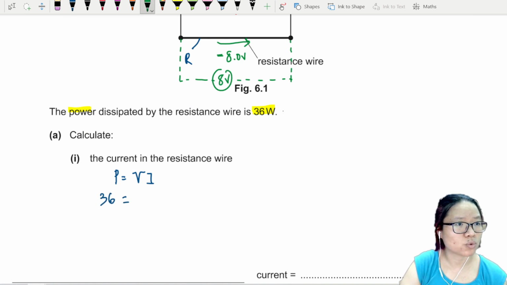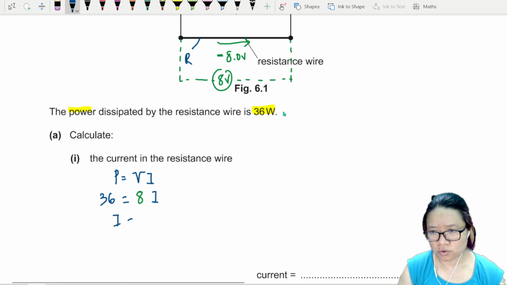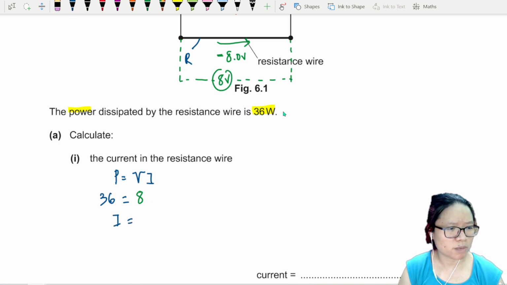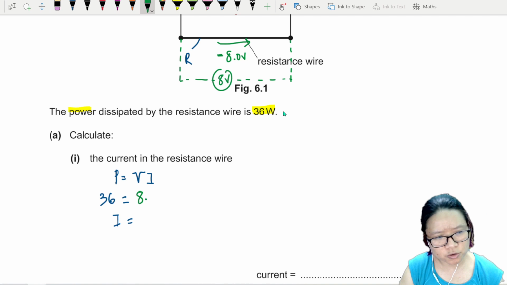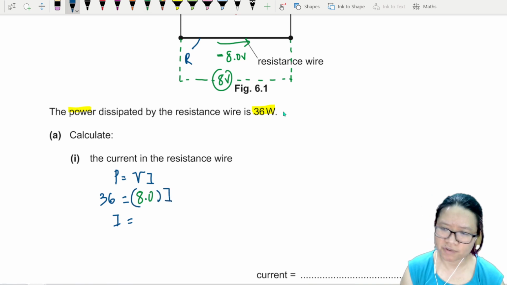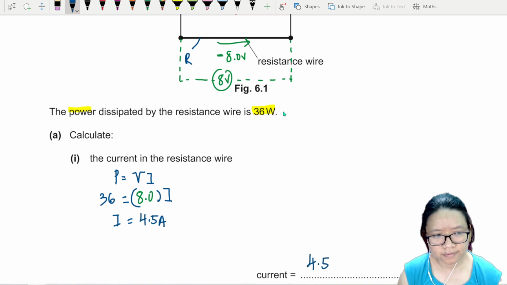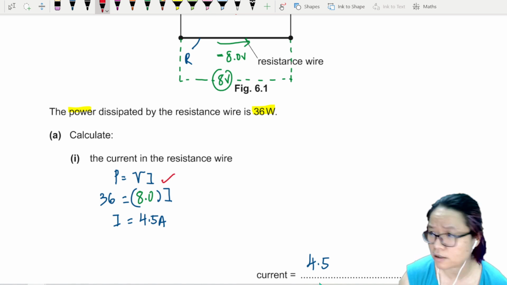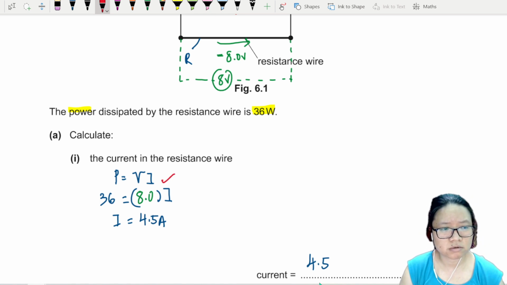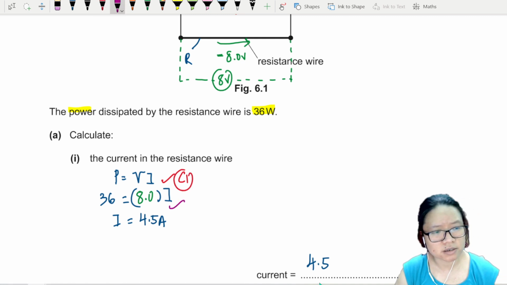So P equal to VI. 36 is equal to 8 times I. So I here would be, we put 8.0. I also put 8.0 because we want to follow the SF. The value of I here will be 4.5 ampere. 2 marks. So if you use power is equal to VI, you get 1 mark, C1. And the substitution leading to the final answer is A1.